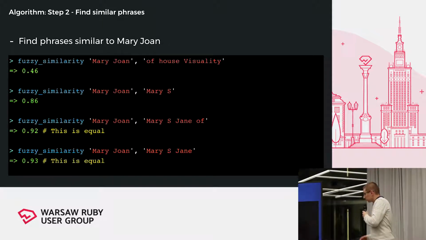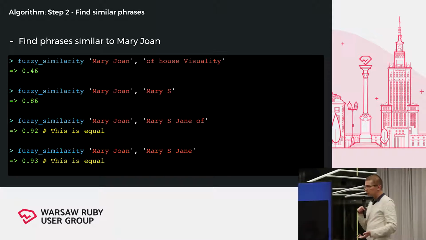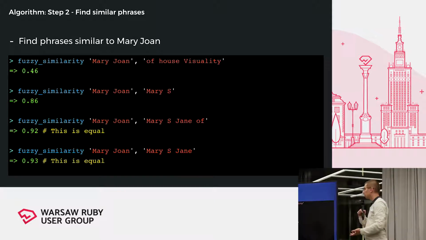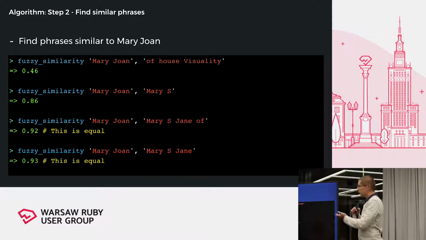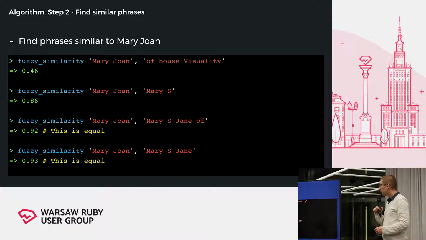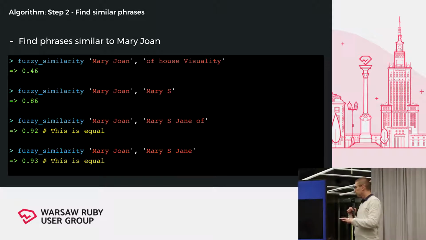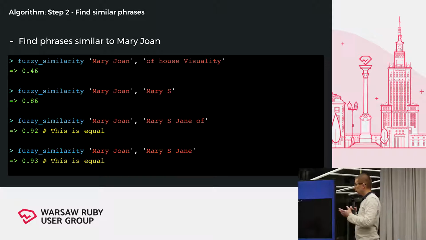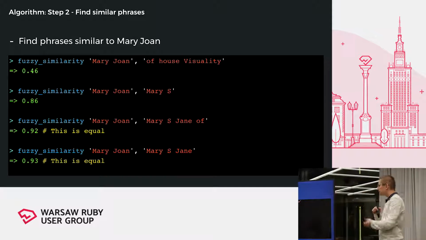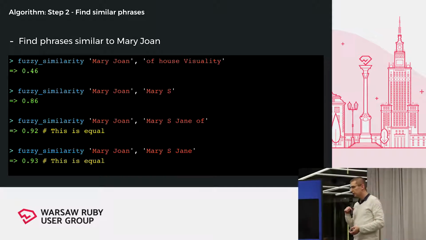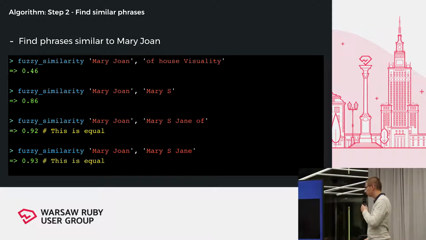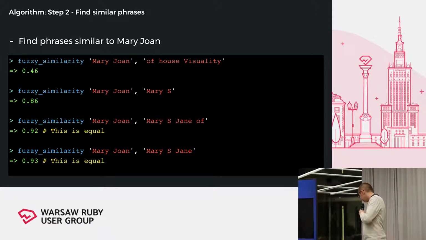The next step is, I think, quite obvious. Let's just compare all of them to the search phrase. So if we compare Mary John to "of House Visuality", well, that's not so similar. Neither is Mary John compared to "Mary S.", but it's a bit more similar. Within all the pieces that we've broken the text into, we found 2 phrases equal to Mary John, at least candidates. One is "Mary S. Jane of", the second one is "Mary S. Jane". And we have to decide which of those are actually going to be returned from the algorithm.